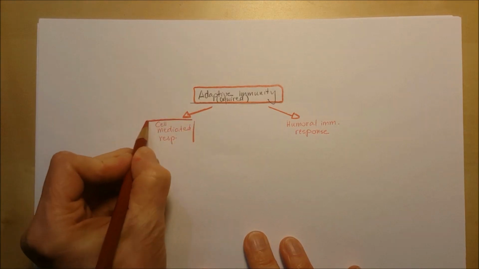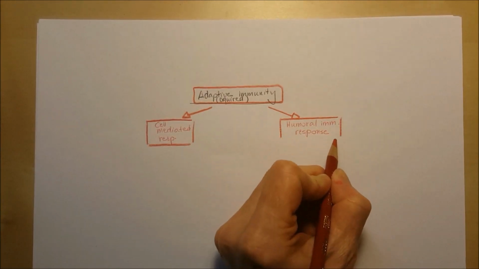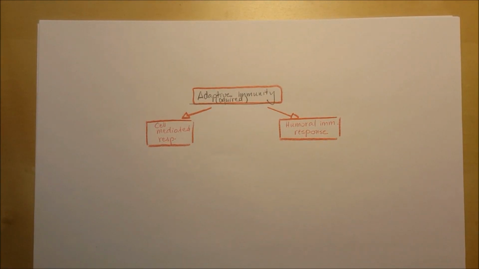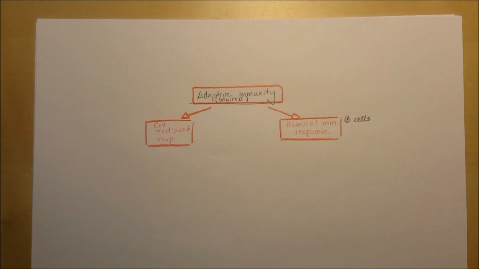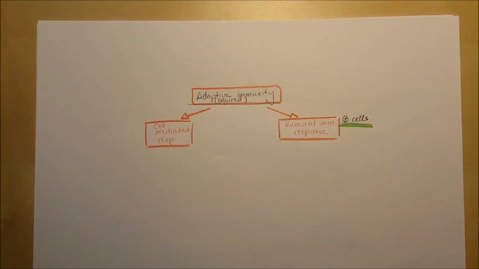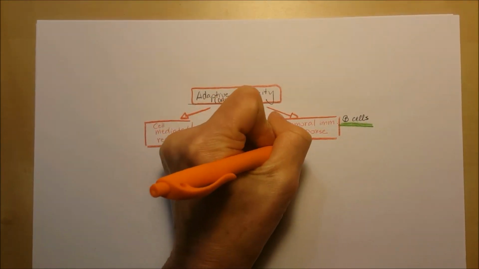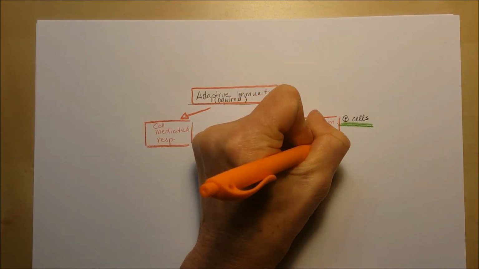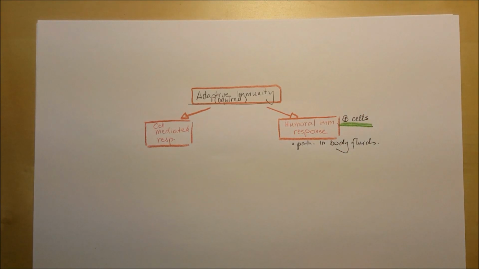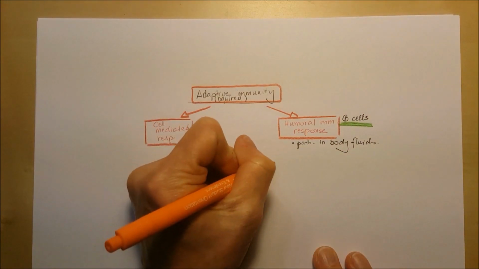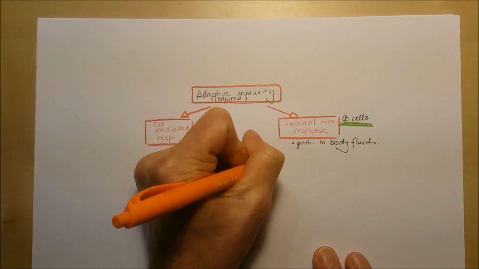Different cells are responsible for the different types of responses. The humoral ones are the B cells that are going to produce antibodies. And they are active if pathogens are going to be in the body fluids. Let's focus on the humoral immunity first.